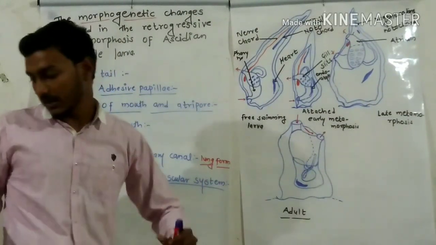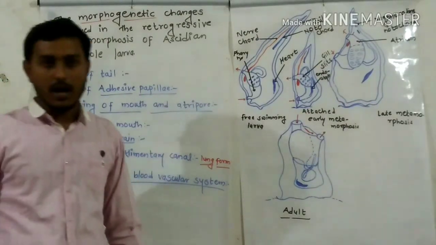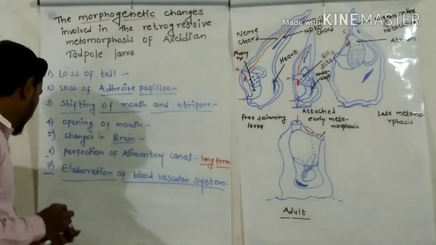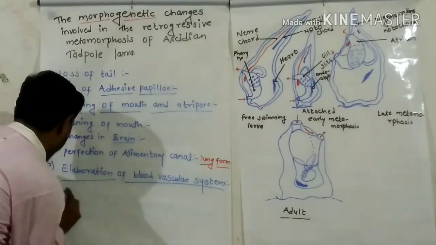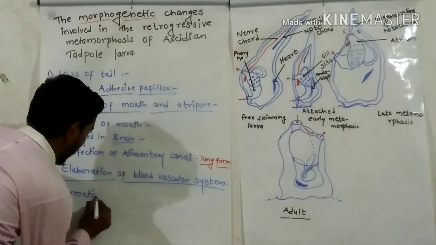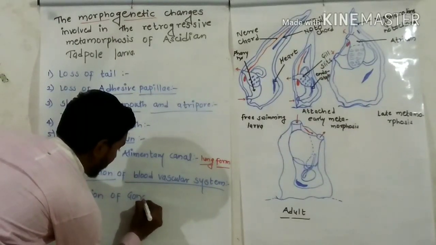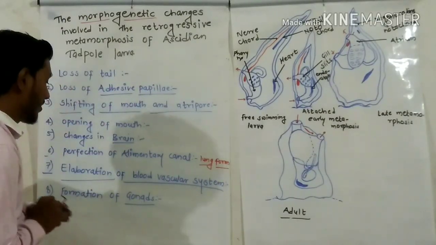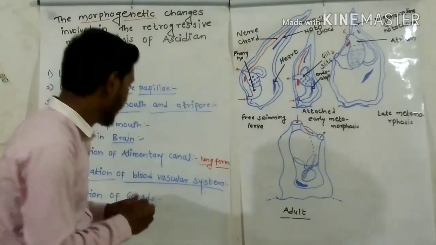Okay, the sinuses are joined from the two sides and it leads to formation of blood vascular system and the heart gets developed. And eighth point is formation of gonads, because if gonads are not formed, the continuation of species will not take place. So the gonads are formed from mesodermal cells. Okay, from mesoderm.